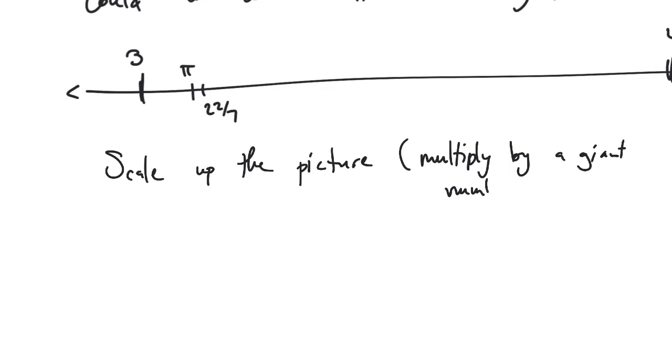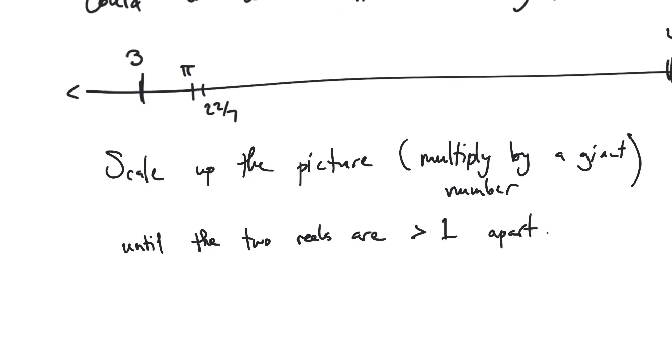I want to scale up the picture until the two numbers, the two reals, are more than distance 1 apart. Like the distance between them, whatever it is, they have some distance between them. And I want to multiply them by some huge number to make it so that that distance goes further than 1 apart. And by that time, you're guaranteed there is a natural number in between them. And then you scale the picture down again, and that natural number turns into a fraction, which is what you're looking for, a fraction that's in between those two numbers.